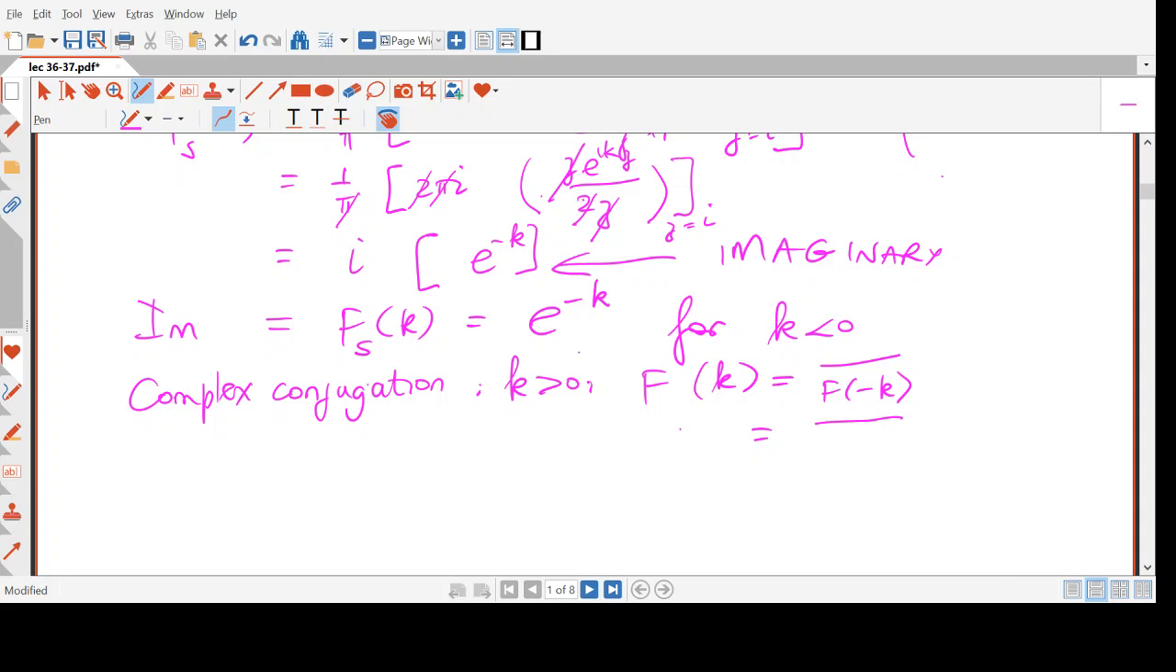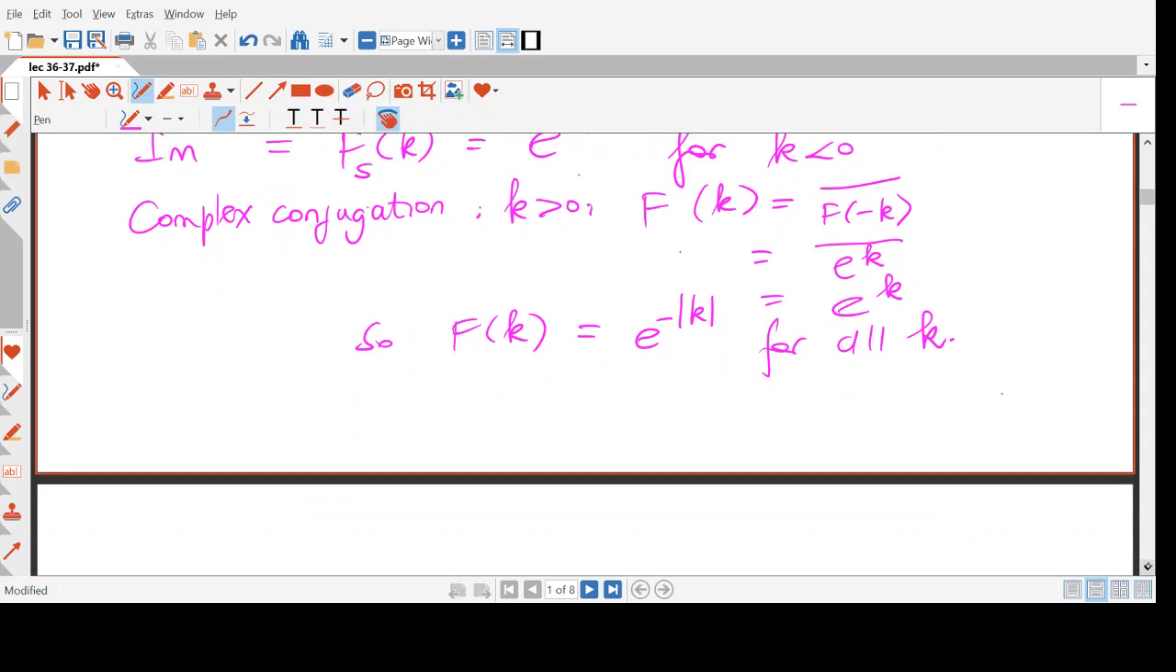The conjugate of f of minus k will be e to the k, and the conjugate of e to the k is still e to the k. So we can say that f of k may be summarized as e to the minus absolute k. That covers all k. Fine, so we'll use this a little later on in the game.